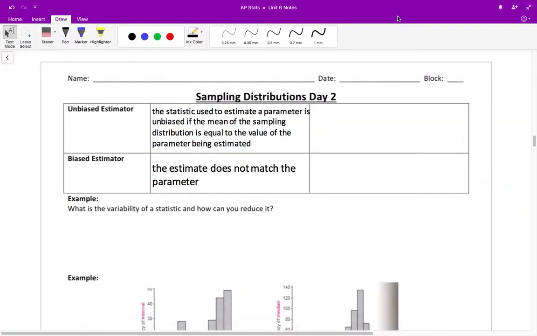All right, ladies and gentlemen, we got some makeup work we need to do here. So here's what we would have been talking about in class on Monday if we did not need to go through and do those test corrections. We would have been working on sampling distributions day number 2.